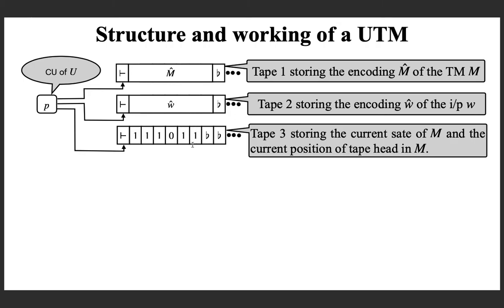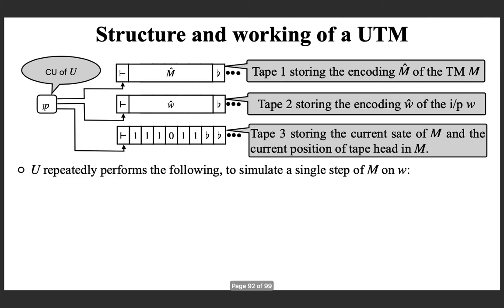So the tape head position is here after the 0, and before the 0 you have the current state of the Turing machine M. Note that it is the state of the Turing machine M. And the universal Turing machine state is here in the control unit. So these are the structural components, and now you can see how it is working.